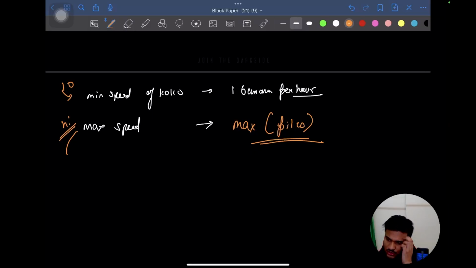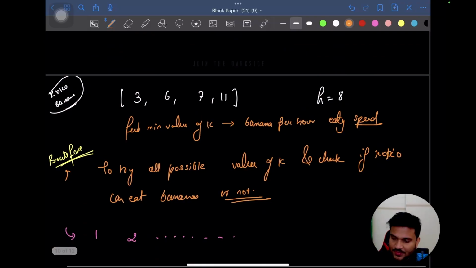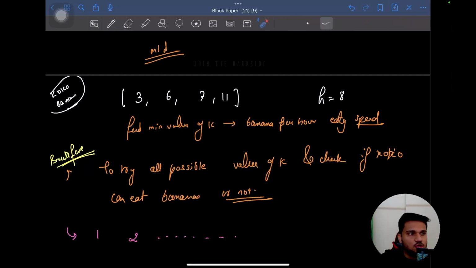How can you bring up your solution? You will calculate a value mid. You need to decide whether you can eat all the bananas at mid banana per hour speed or not. Now, how will you check that? If your speed is mid, then mid represents the mid banana per hour speed that we are assuming, and we want to check whether we can eat the bananas at mid banana per hour speed within h hours.